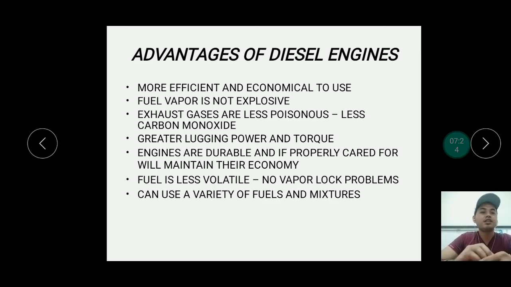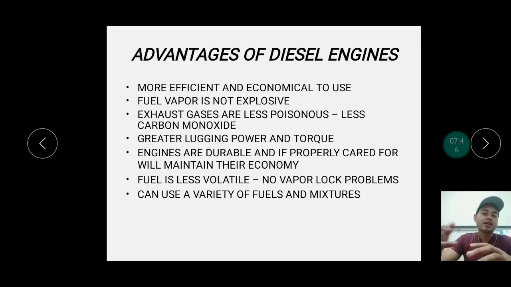Okay, so advantages of diesel engines. So diesel engines are more efficient and economical to use in the long run, for long term. So parang long-term relationship yan. And pag ayaw mo naman na long-term relationship, gusto mo lang ng one night stand, edi doon ka sa gasoline. Just joking.